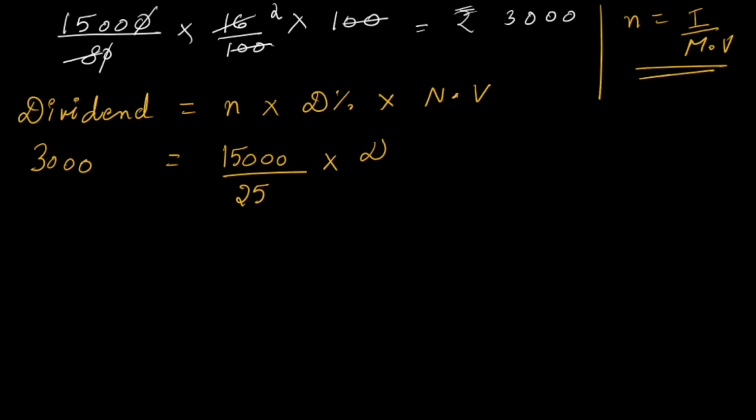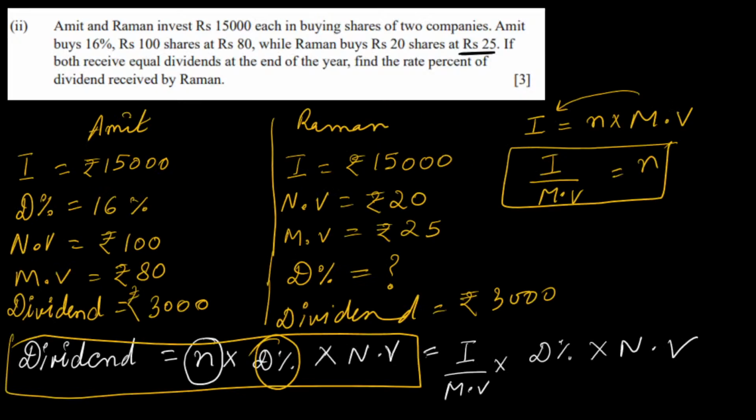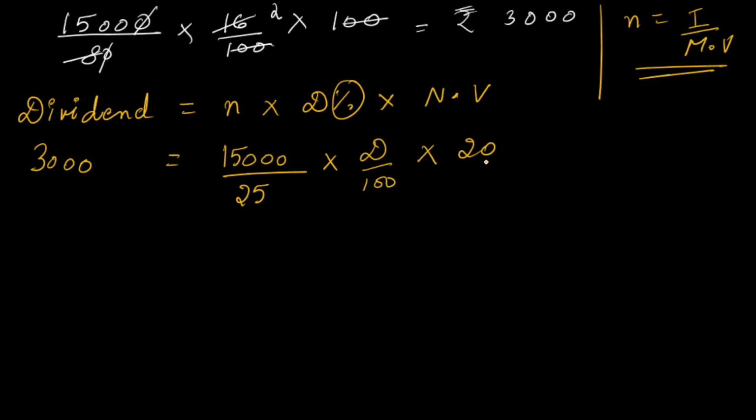Dividend percent, so we can write dividend by 100. Percent we can write as by 100. Nominal value for this person, it is 20. Now we can solve it. The 2 zeros here we can cancel.